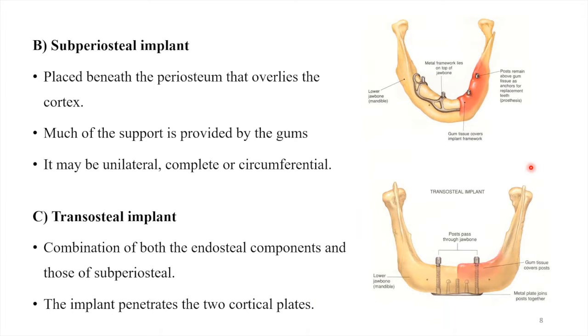Subperiosteal implants. These are placed beneath the periosteum that overlies the cortex. Much of the support is provided by the gums. They may be unilateral, complete, or circumferential. Transosteal implants. They are a combination of both endosteal components and those of subperiosteal. These implants penetrate the two cortical plates.